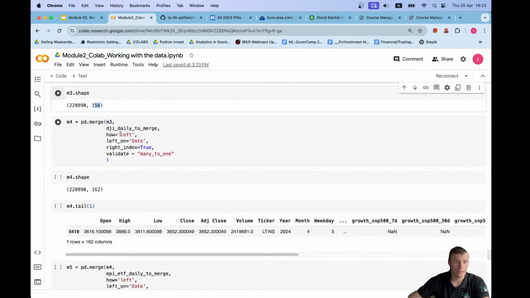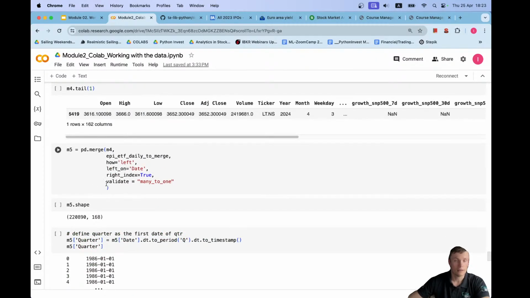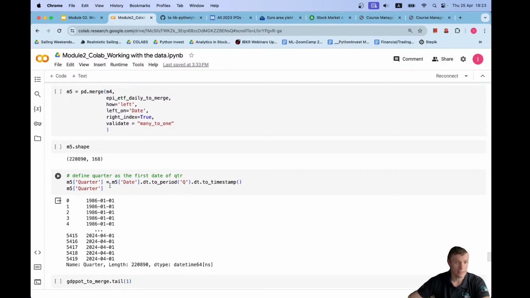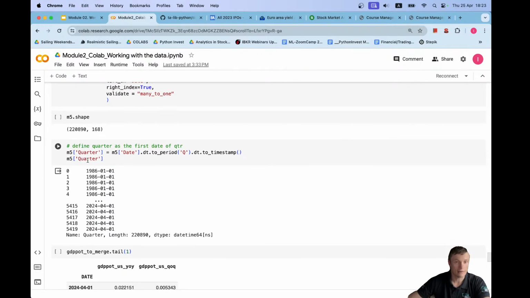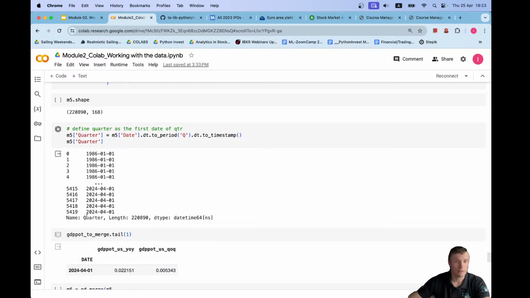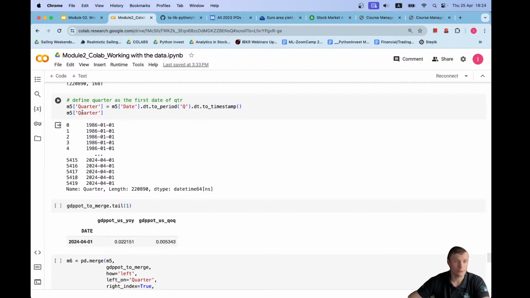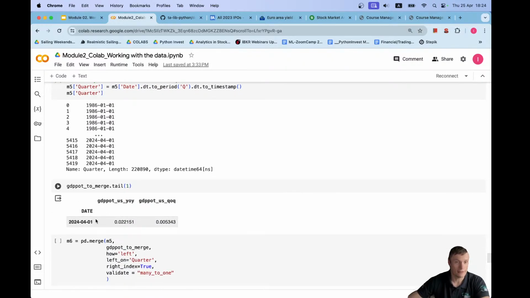So we go through next steps, M3, M4, M5. They are all the same until you have some other data set. And in this case, after M5, we have GDP potential, which is a quarterly one. That's why I have to define another field in M5 in our current data frame, which is called quarter, and it is an extracted first day of a quarter. And now I can join not on the column date, but on the column quarter. And as you can see, it is exactly the same date that you have here.